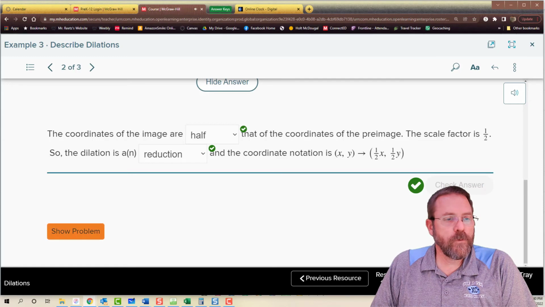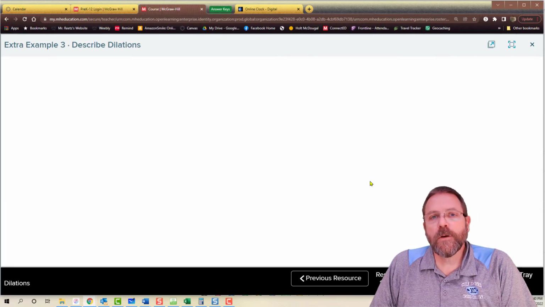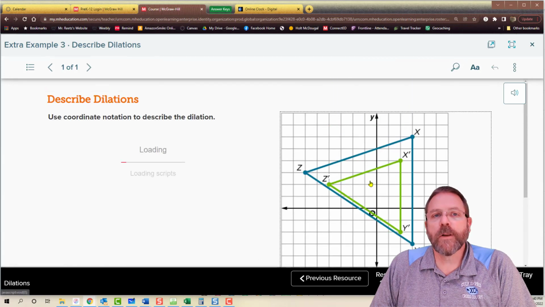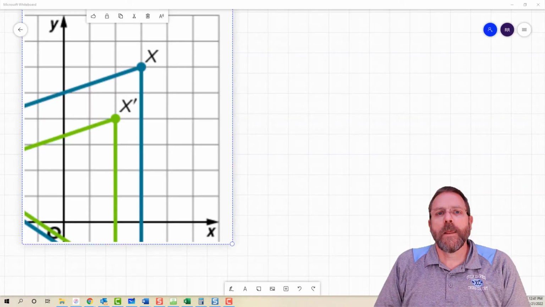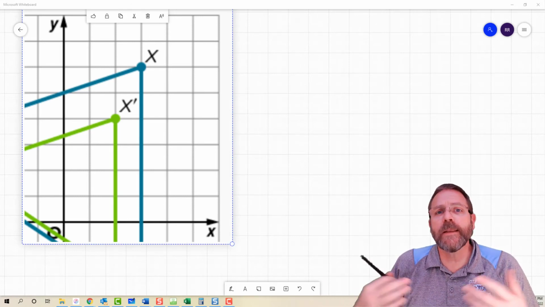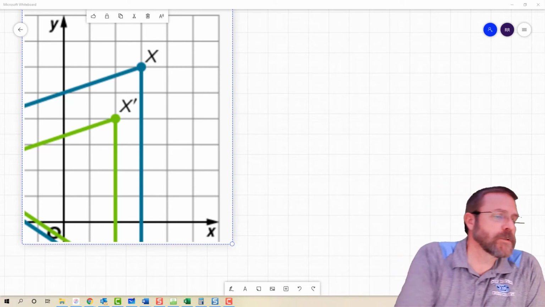One more problem for us to do. You guys stop the video, work extra example number 3 on your own, put in your answers, and see if it tells you you're right. Now, in answering this question, I'm only going to focus on 1 point, because if it works for 1 point, it's going to work for the other 2 points in this triangle.